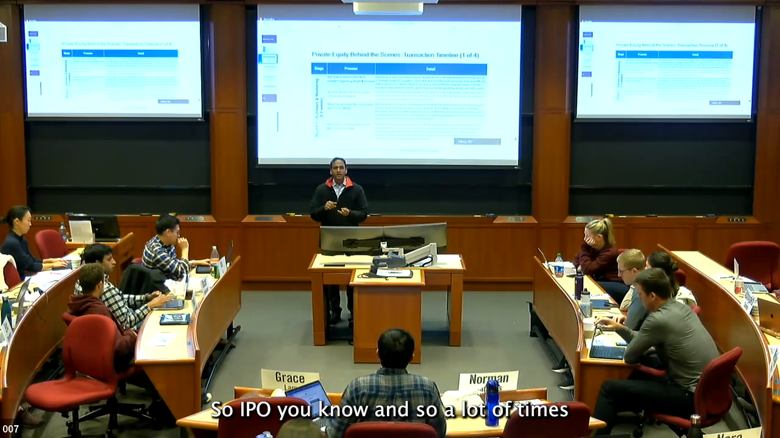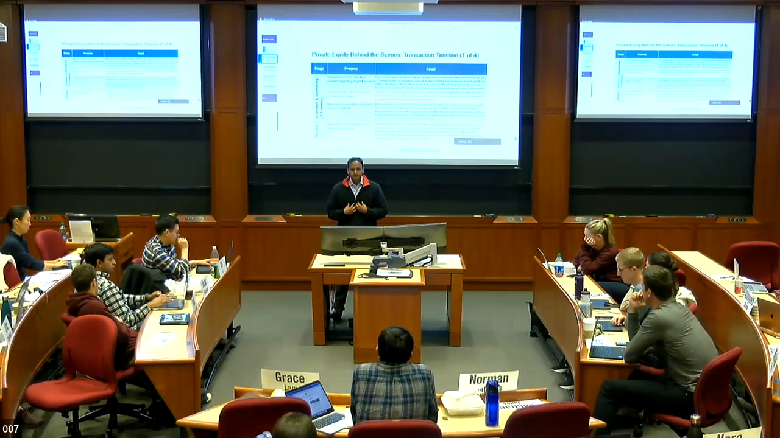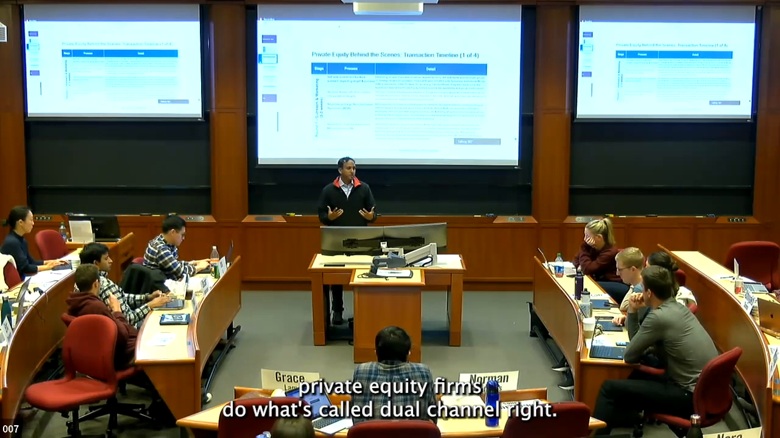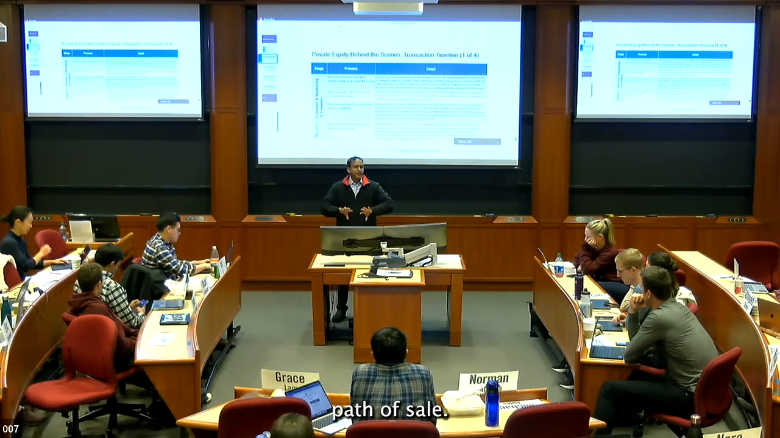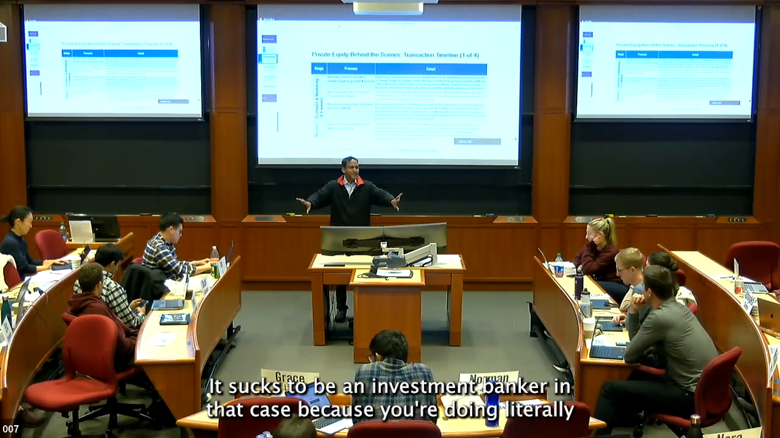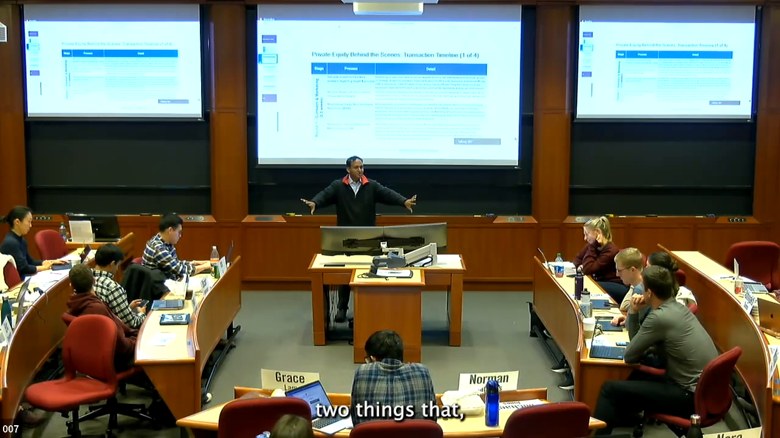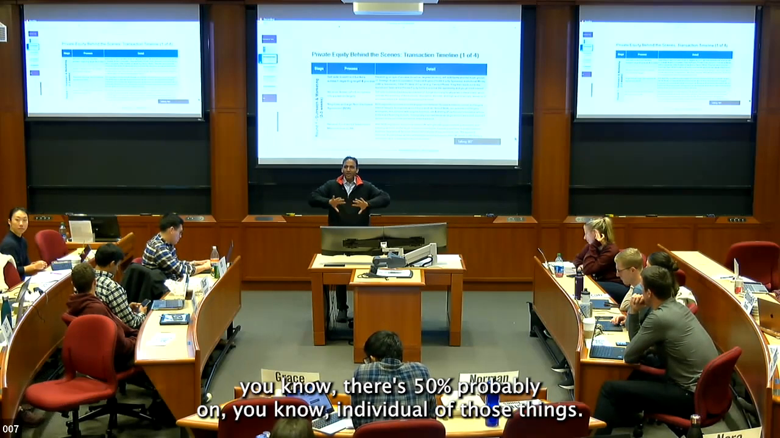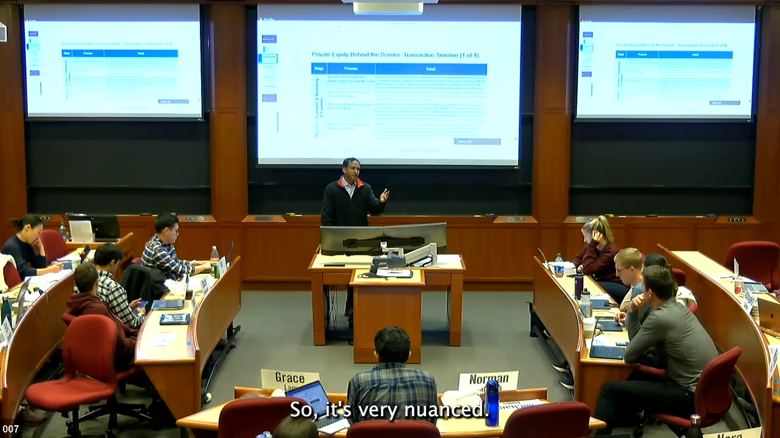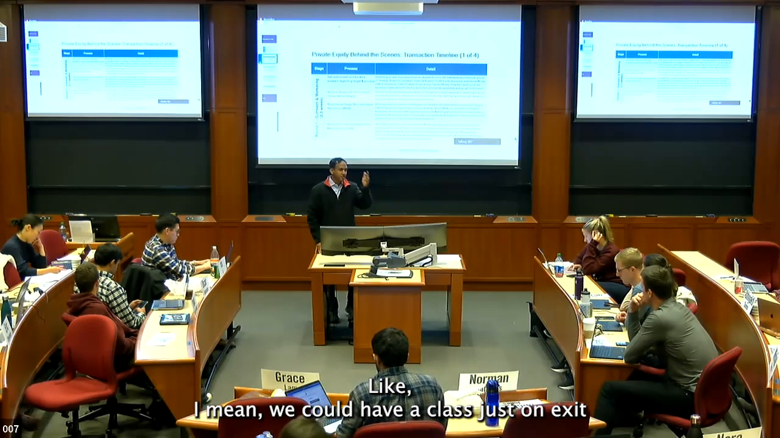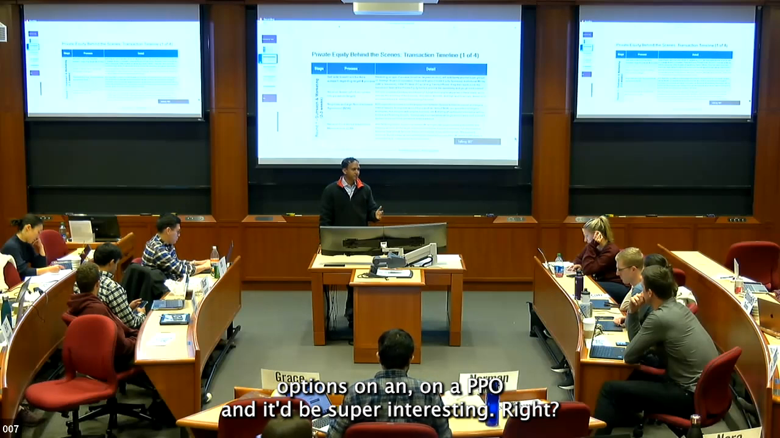So a lot of times private equity firms do what's called dual track, right? They'll hire an investment bank and say, go on the IPO route or go the path of sale. It sucks to be an investment banker in that case because you're doing literally two things that each have a 50% probability, but we want to maximize our optionality, right? So it's very nuanced. We could have a class just on exit options on a PE deal, and it'd be super interesting, right?